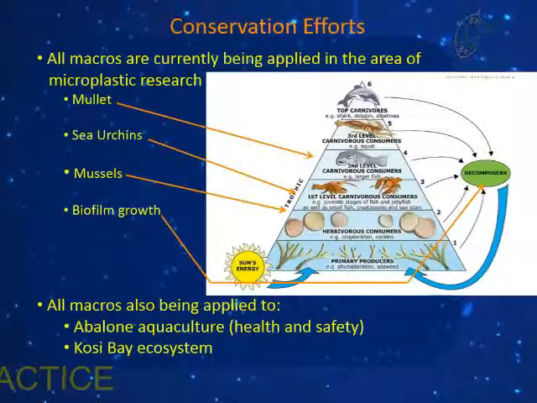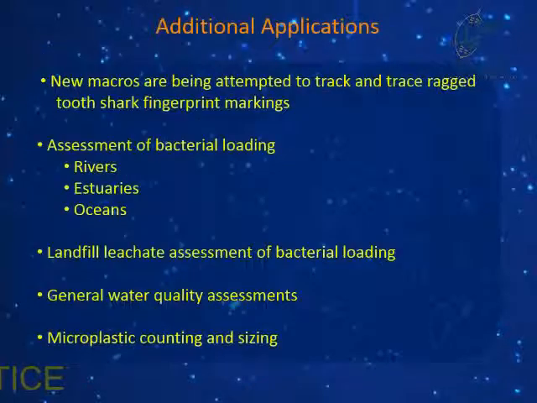Other things for conservation: we use all these macros, which are currently being applied in our lab. We use it for mullet, which sits about there on the food scale, sea urchins, which are a keystone species in our environments, and mussels, and we can also test biofilm growth from the bacteria. All these macros are also currently being applied for my PhD on abalone aquaculture for health and safety, as well as the Cozy Bay ecosystem, actually determining what is out there. I'm also attempting to write some new macros to track and trace regular-tooth shark fingerprinting markings.